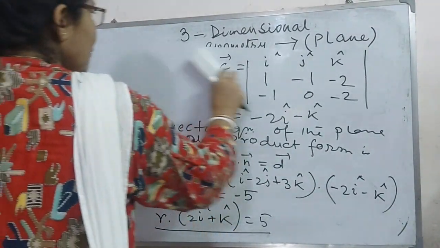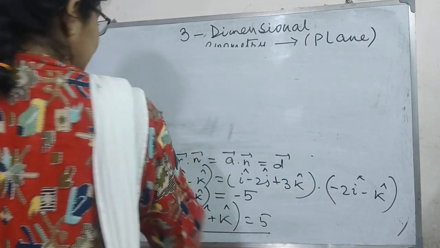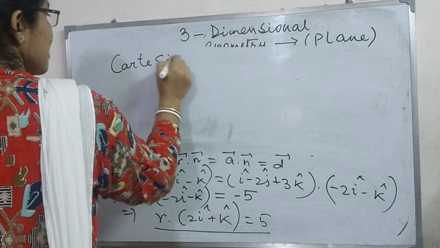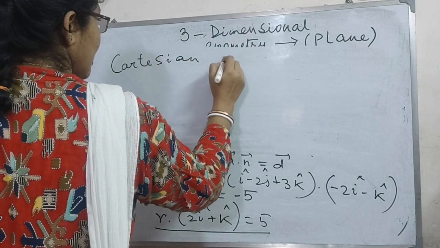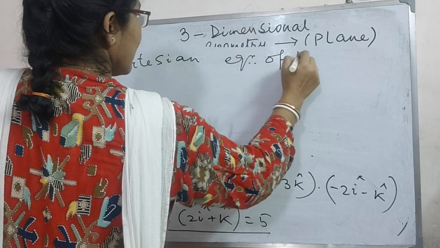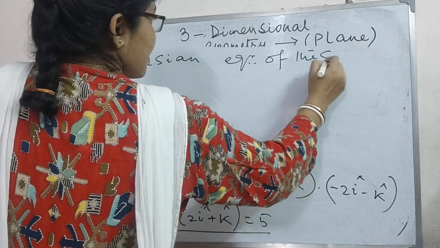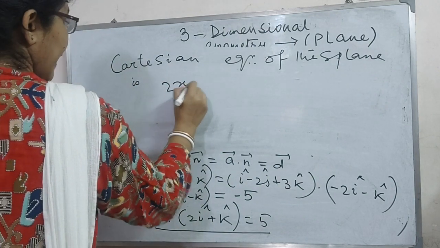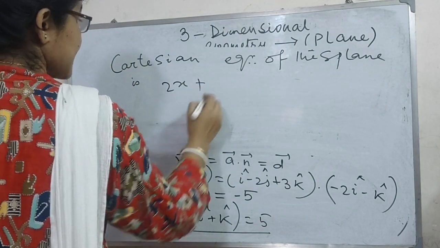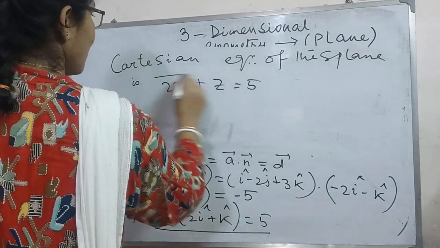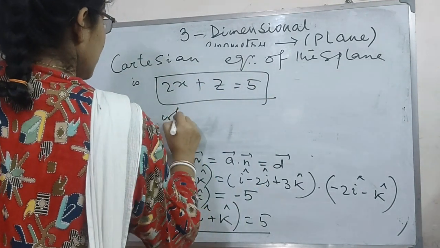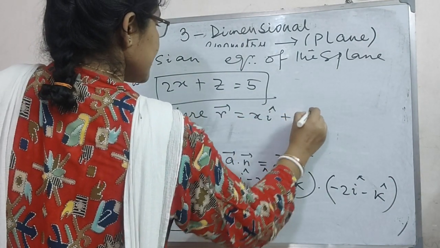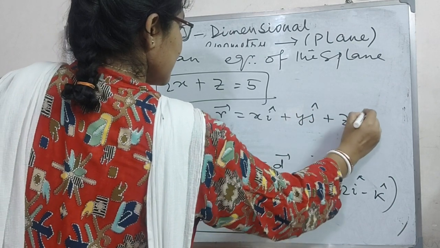And from here I can say that the Cartesian equation of this plane is 2x plus z equal to 5, where r equal to xi plus yj plus zk.